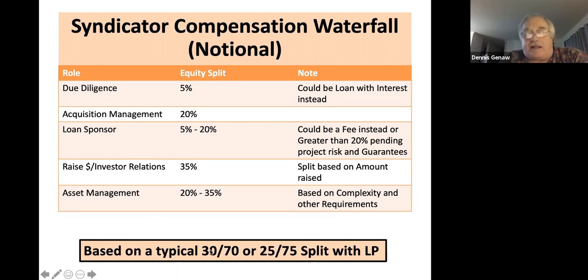Typically in a syndication, right now, most average syndications are either a 30% split with the GP and 70% going to the limited partners, or a 25-75 split. 25 to the GP and 75 to the limited partners. So all of this is built into this 30% or this 25%. It doesn't touch what the limited partners would get, depending on how that is set up in the PPM and the operating agreement for the general partnership on this property.